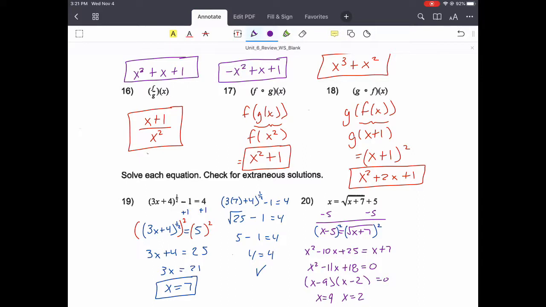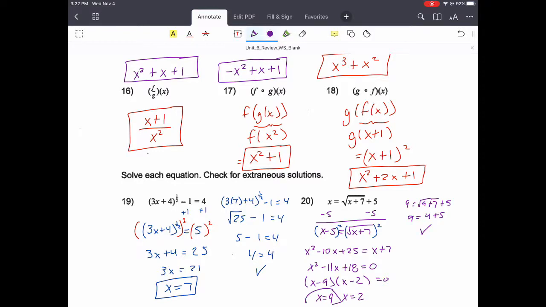Well, we just need to test for extraneous solutions. So we'll plug it back in. We've got 9 equals the square root of 9 plus 7 plus 5. 9 plus 7 is 16. Square root of 16 is 4. So 4 plus 5 equals 9. So that's good. So 9 is a good solution.